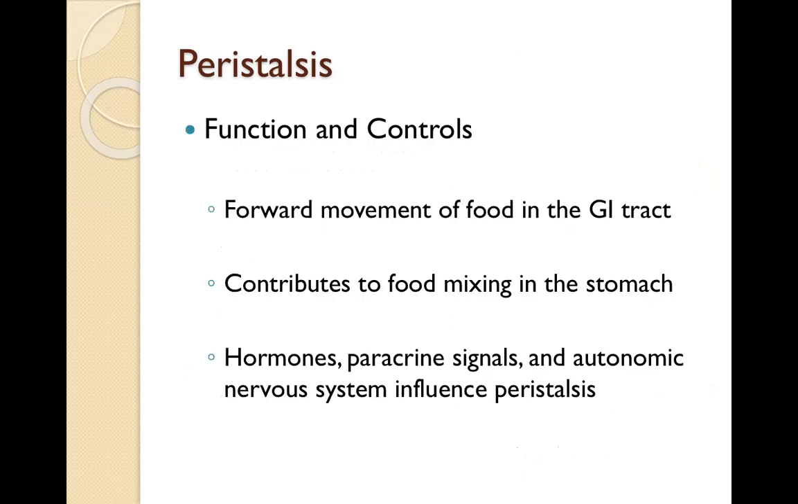The major function of peristalsis is to move food forward in the GI tract. It contributes a little bit to mixing within the stomach, but the major feature of peristalsis is that it functions to move food forward. It is controlled by hormones, controlled by those paracrine signals, controlled by autonomic nervous system influences. We're going to talk about what some of those hormones are, what some of those paracrine signals are, a little bit later when we talk about the regulation of GI function.